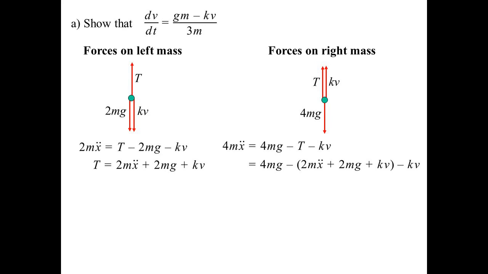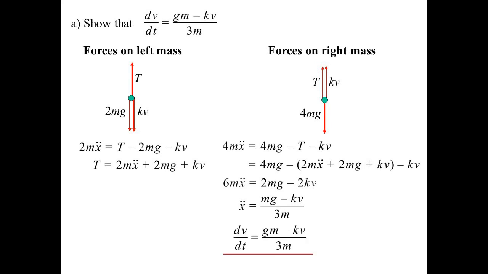So subbing that in, we end up with, and there it is, acceleration is (mg minus kv) over 3m, which is the expression that they're looking for. I just swapped the g and the m round so it matched what they said. I have no idea why they wrote it as gm and not mg. Everyone writes it as mg, but well, I don't know.